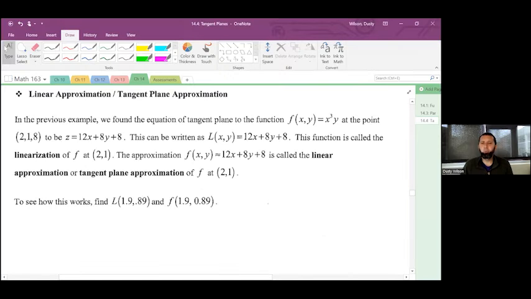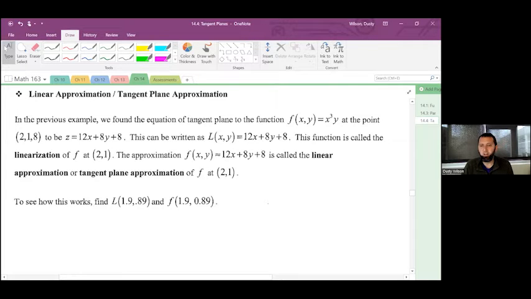In the previous example, we found the equation of the tangent plane to the function f of x, y equals x cubed y at the point 2, 1, 8 to be z equals 12x plus 8y plus 8. Notice in this case, I moved the 8 from the z side over to the other side of the equation. This could also be written as L of x, y equals 12x plus 8y plus 8. This function is called the linearization of f at 2, 1.